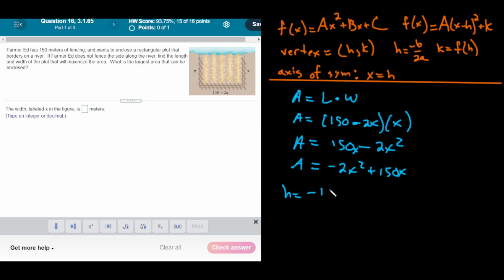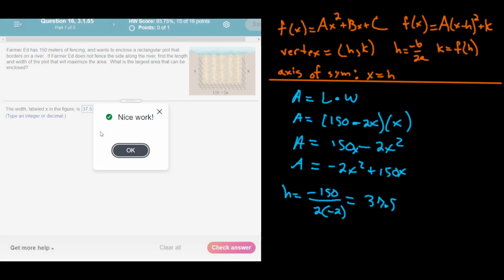Negative b divided by 2 times whatever your a is. So effectively, this is negative 150 divided by 4. I'm going to cheat and use my calculator. You divide by 2, you get 75. Divide by another 2, I don't know what that is, or I just don't feel like it. So divided by 4, 37.5. Oh, and a negative over negative is a positive. So this is our h. And let's see if they're going to ask us about the other stuff. I'm sure they will. This is a 3-parter. Nice work.